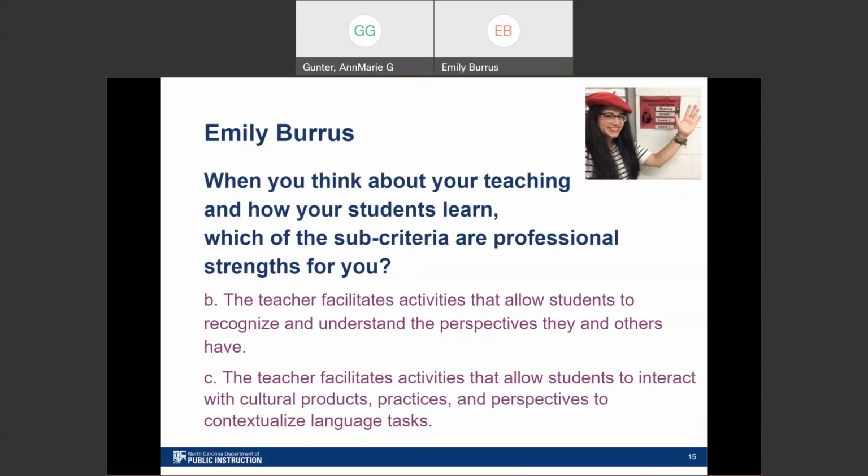And facilitating activities that allow them to interact with cultural products, practices, and perspectives. They're looking at this from what are the products of transportation in Europe? What do we have here? Why does it matter? And then their perspectives of why they care about it.